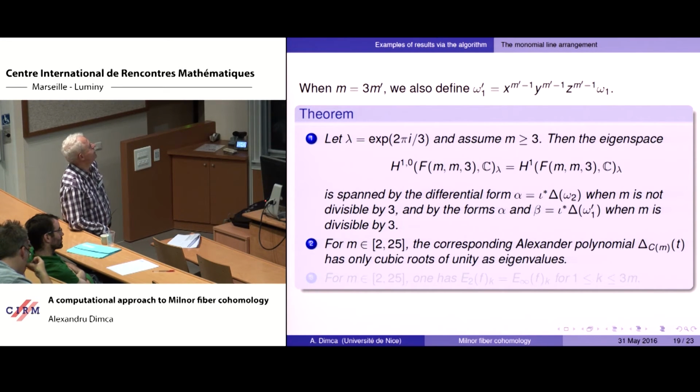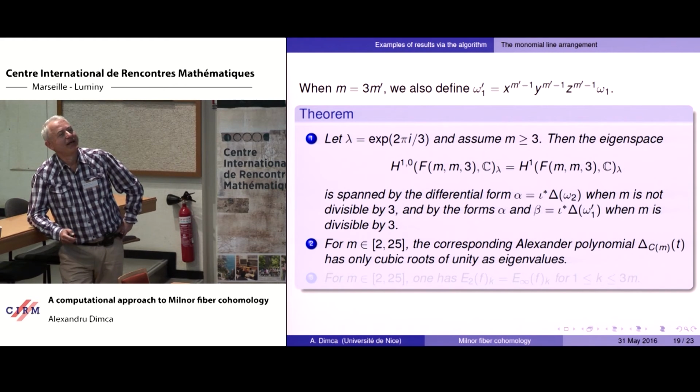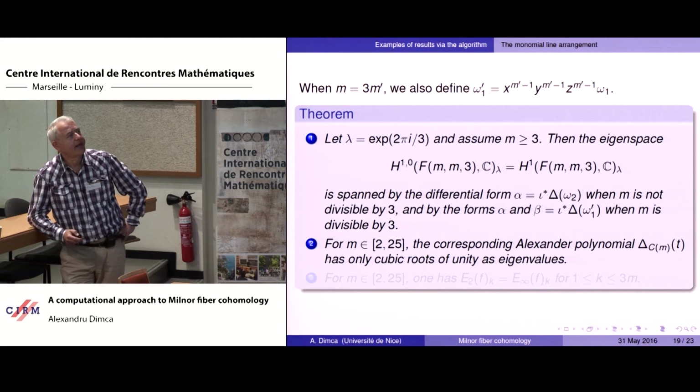Okay, so now our algorithm allows us to test for many m. So m equal to 25 means that in the arrangement you have 75 lines. 75 lines is a lot of lines. And so for all these arrangements, we have only cubic roots of unity as eigenvalues, right?